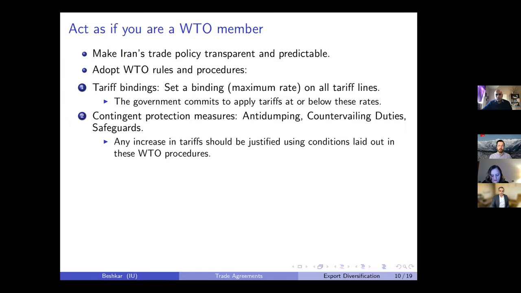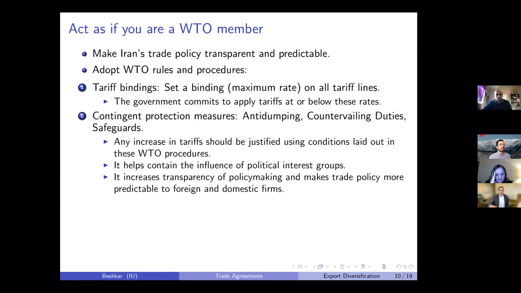If Iran adopts these policies, these procedures, even if it is not a WTO member, that would make it easier for foreign companies to predict Iran's policies. And also, it helps contain the influence of political interest groups, because the political interest groups will have to go through this process, and that would reveal a lot of information for the public, and potentially corruption could be reduced.